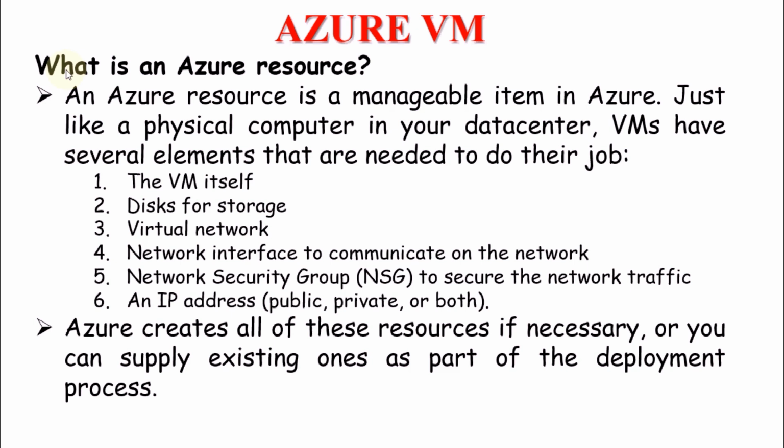And so for an Azure VM to function, it comes with other elements, just like your computer system, such as your disks for storage, your virtual network, and your network interface card, your IP, network security group, which is more or less like your firewall. And so all these are independent resources because they are manageable items in Azure. And so when you are creating a VM, Azure creates all the resources if necessary, or you can supply an existing one as part of the deployment process.